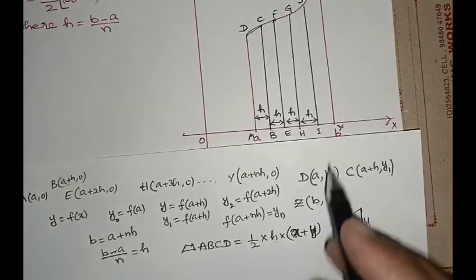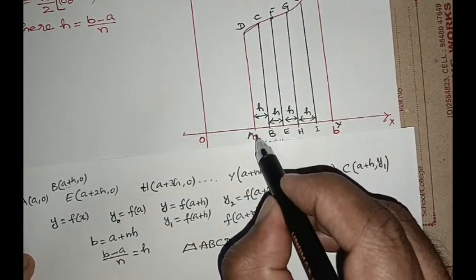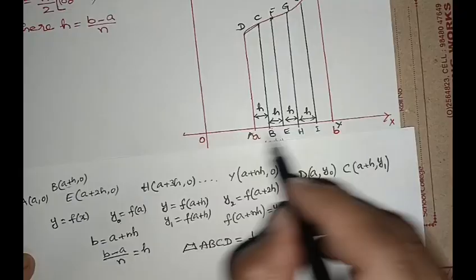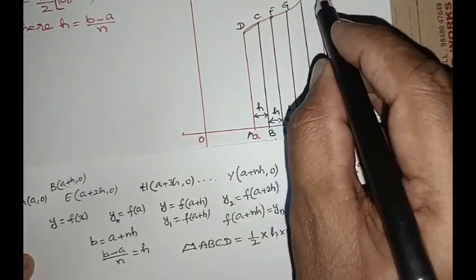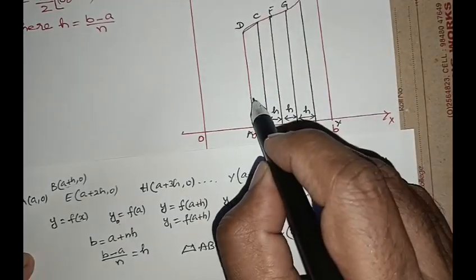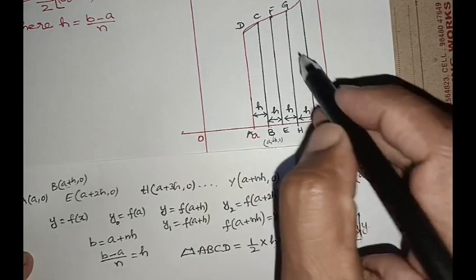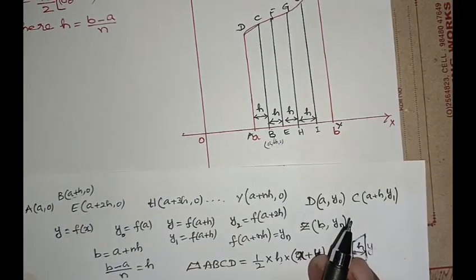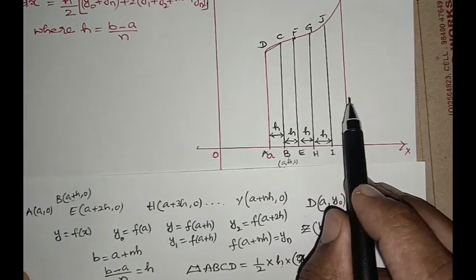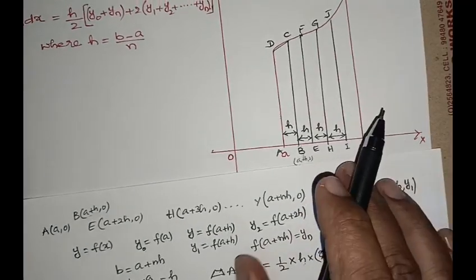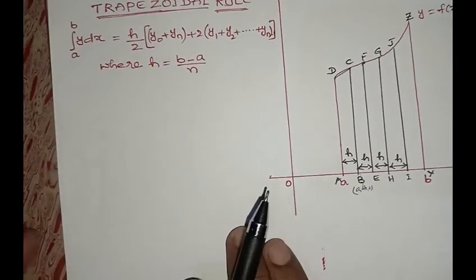Now my aim is to find the area enclosed by the lines x is equal to a, x is equal to b, the x-axis, and the curve y is equal to f of x. This complete area below the curve, above the x-axis, and in between these two parallel lines, this area I have to calculate. To calculate this area, I have to add the areas of all these approximated trapeziums. So in order to add all these, I do it here.